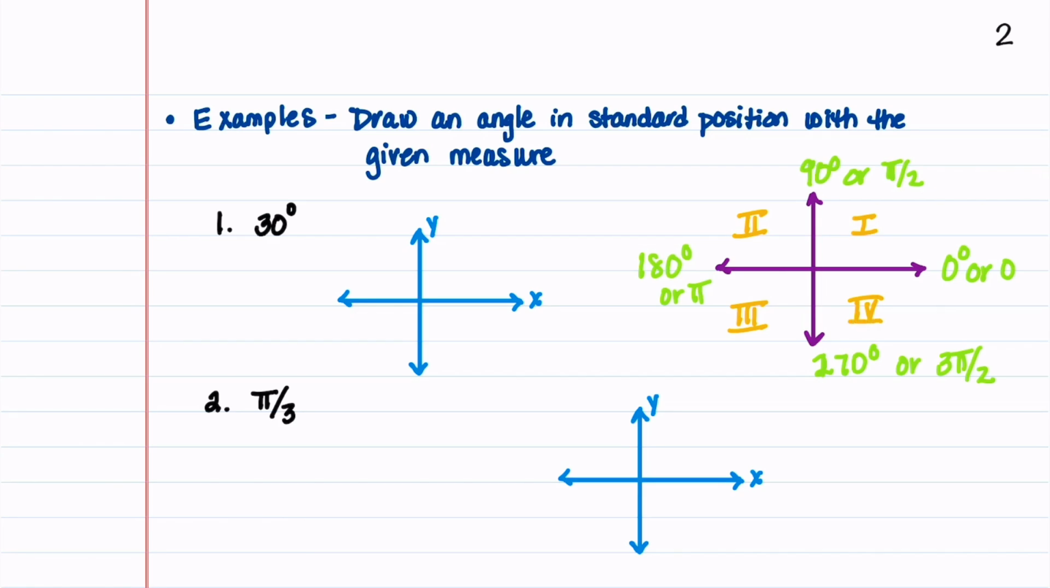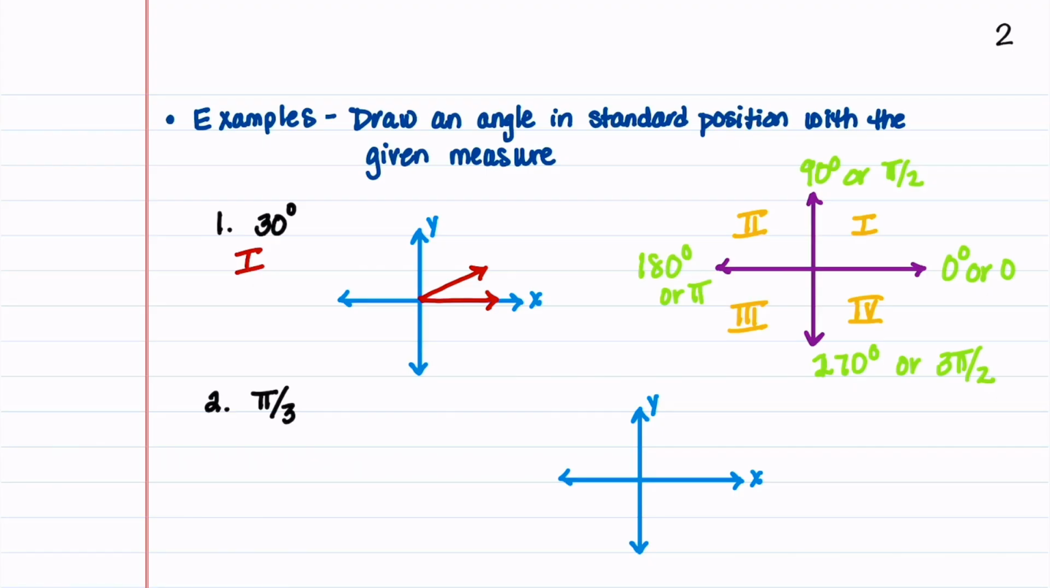The first angle that we're going to draw is 30 degrees. Let's note that this is in the first quadrant, and we can draw it like this. We'll first draw our initial side and then our terminal side at 30 degrees. So that is an angle in standard position of 30 degrees.